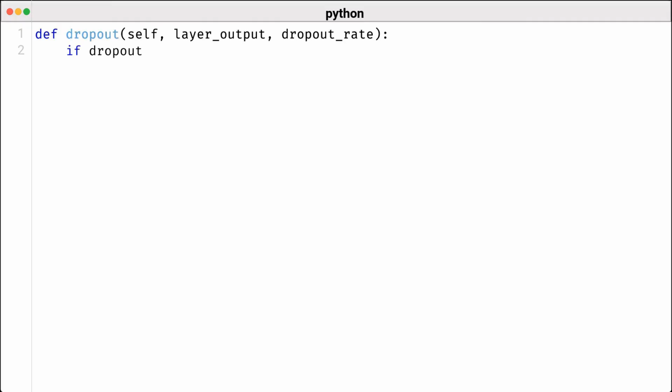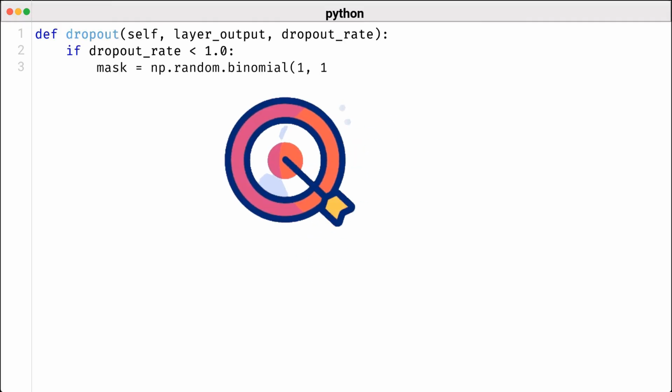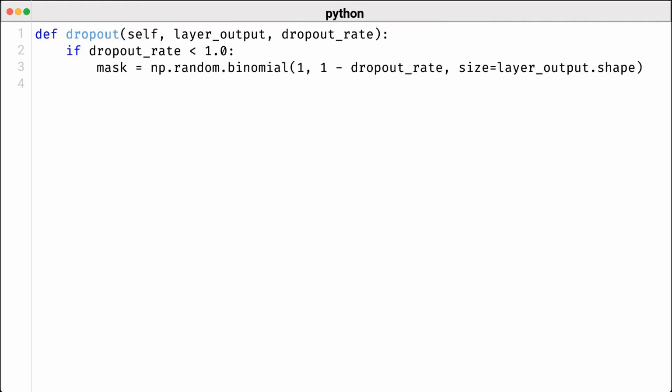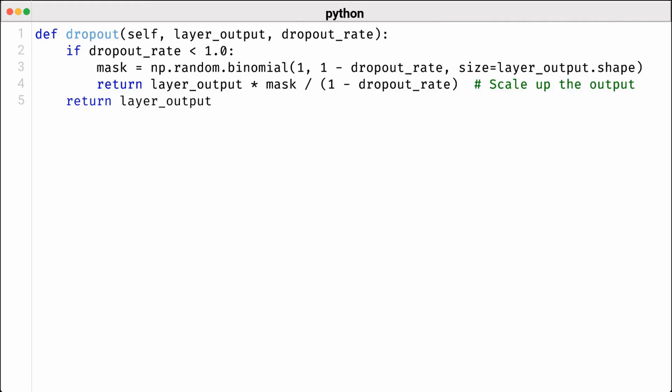Now, let's implement dropout, a really useful technique that helps prevent overfitting by randomly disabling a fraction of neurons during the training process. In the dropout function, we first check if the specified dropout rate is less than 1. This indicates that yes, we want to apply dropout. If that's the case, we create a mask using a binomial distribution to randomly select which neurons will stay active. Each neuron has a probability of remaining active that's based on the dropout rate we provide.